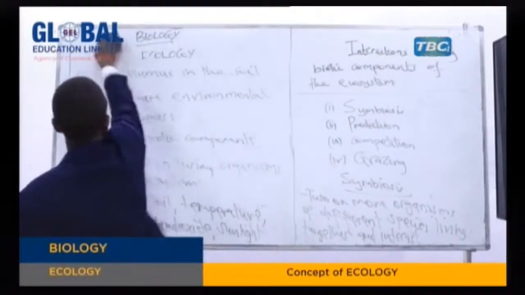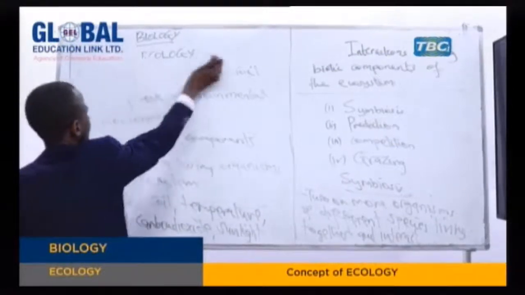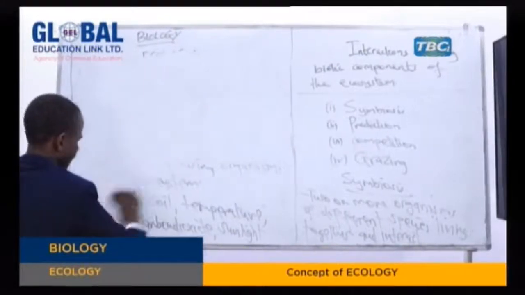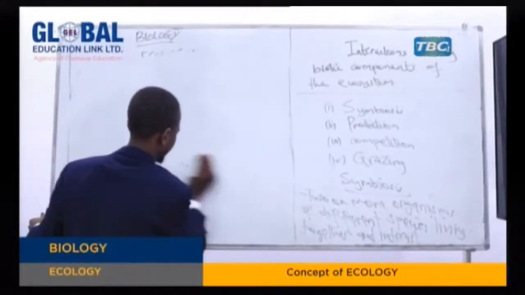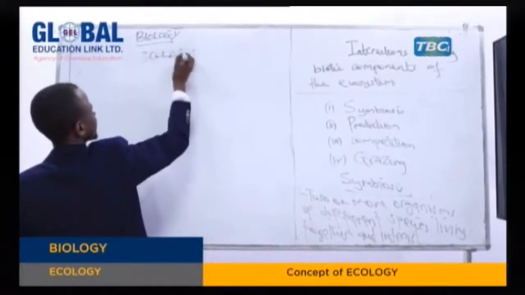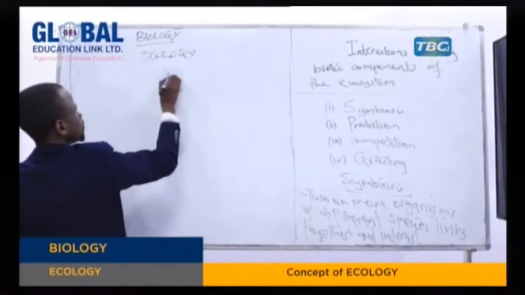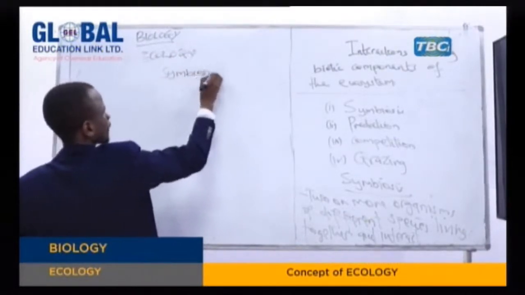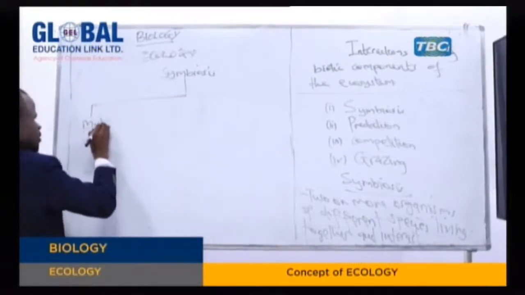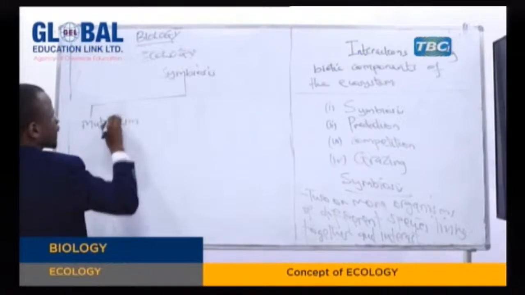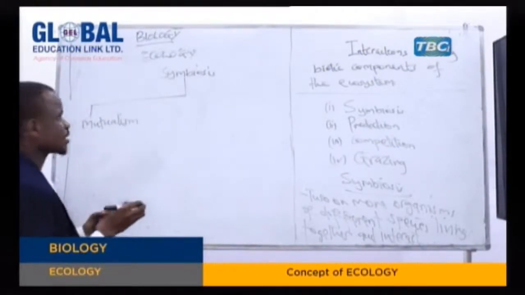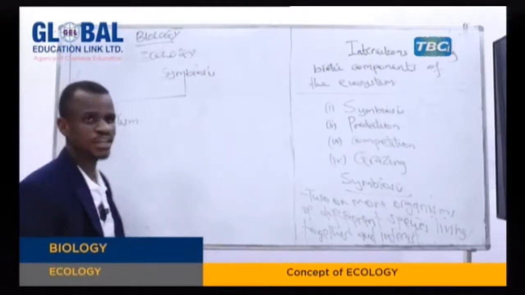Now, our topic is ecology. Symbiosis is divided further into the following. One is mutualism. Mutualism: organisms of different species interact and both benefit from the interaction.